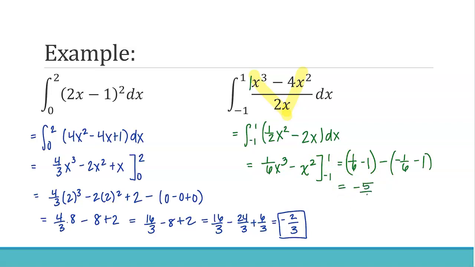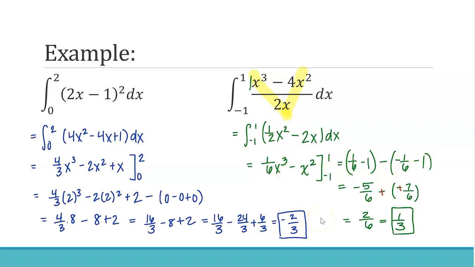Here we're going to get -5/6 minus this -1/6 minus 1 is -7/6, and then the minus a negative will become a positive, so we end up with 2/6, which reduces down to 1/3. So we have two fundamental theorem of calculus problems. We find the general antiderivative, a little bit of algebra first to make it so that we can find the general antiderivative quickly, and then substitute in our upper limit of integration first, then subtract, plugging in our lower limit of integration.